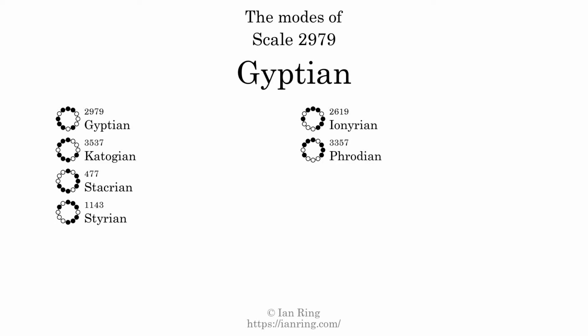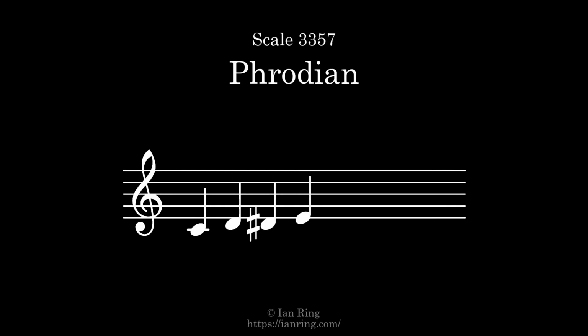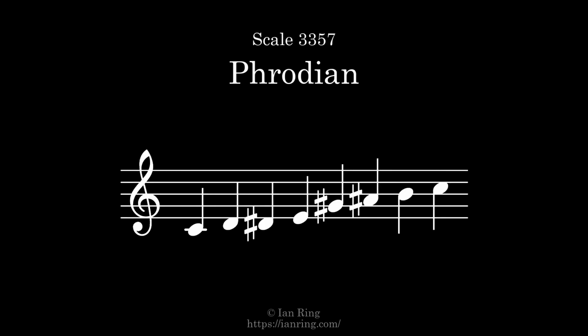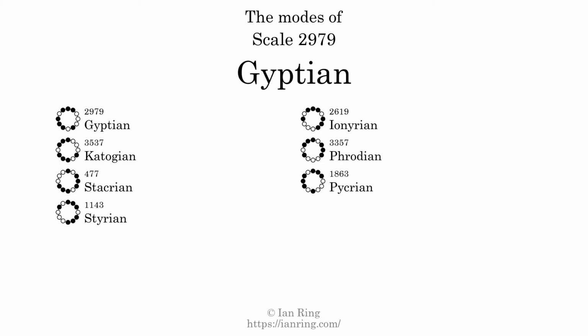The sixth mode is scale 3357, also known as Freudian. It sounds like this. The seventh and last mode is scale 1863, also known as Picrian. It sounds like this.